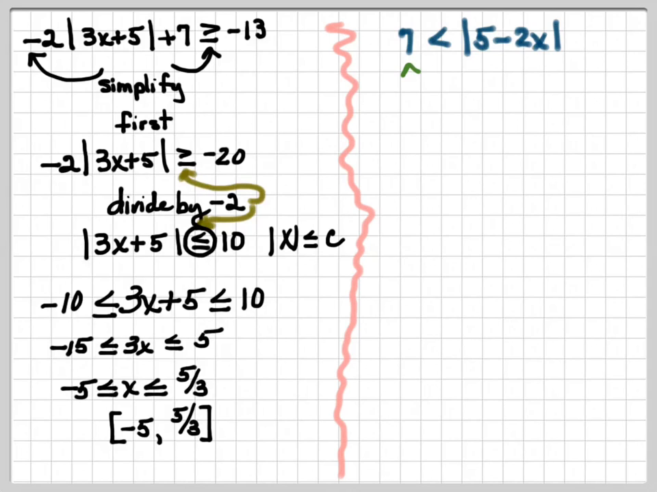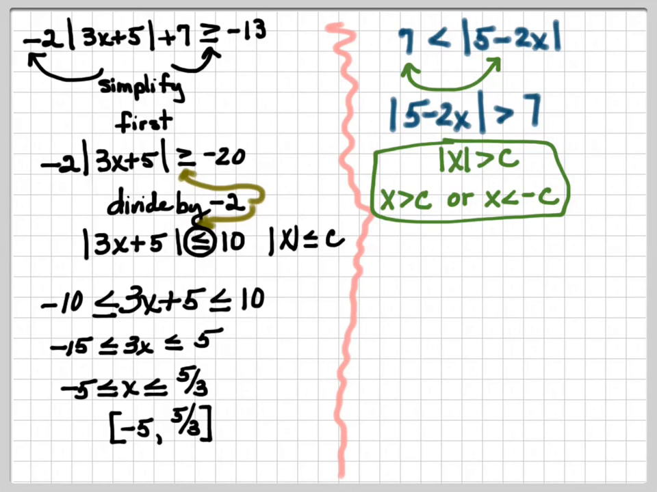Let's try another one. Let's try 7 is less than the absolute value of 5 minus 2x. I need to switch these around because I need my x to be on the left-hand side in order to be able to solve and graph. So I'm going to flip it around, and remember when I flip it around, I also flip my inequality sign around. So I'm now going to have the absolute value of 5 minus 2x is greater than 7.